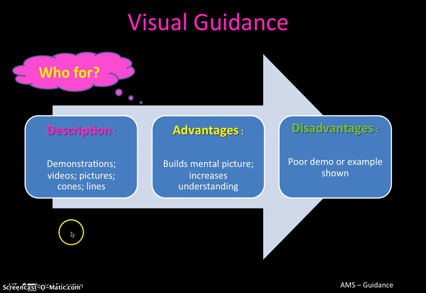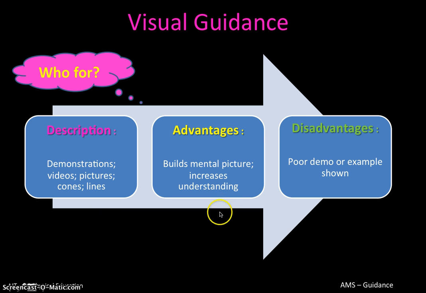And in terms of a description of what this is, the example might be demonstrations, or showing a performer a video or pictures, or even the use of cones and lines in your performance area to guide the learner as to what to do or where to go. So obviously by the title, it's something that the learner can see to guide them to perform the skill or learn a drill or learn a technique and improve.